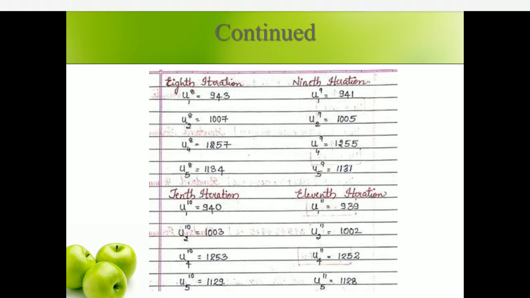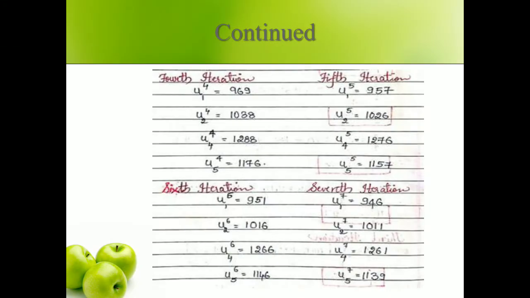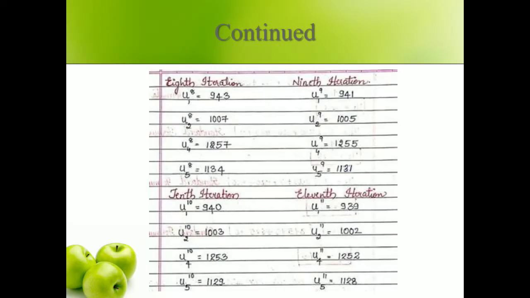Now still we have not got the iteration same. There is much difference. This is 951, 946, 1016, 1011, 1266, 1261. So you have to go for the next iteration, that is the 8th iteration, 9th iteration, 10th and 11th iteration. In the 8th iteration you are getting u1 as 943, u2 as 1007, u4 as 1257, u5 as 1134. In the 9th iteration u1 you are getting 941, u2 you are getting 1005, u4 you are getting 1255, u5 you are getting 1131.